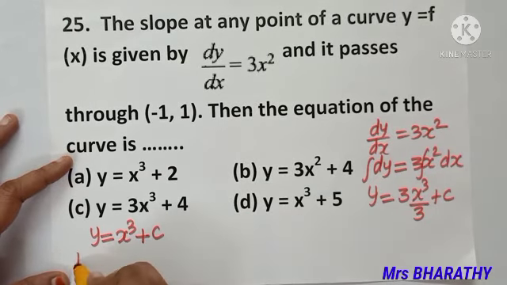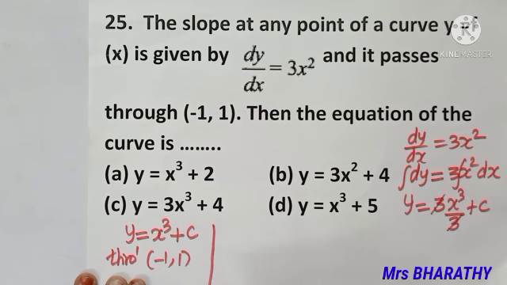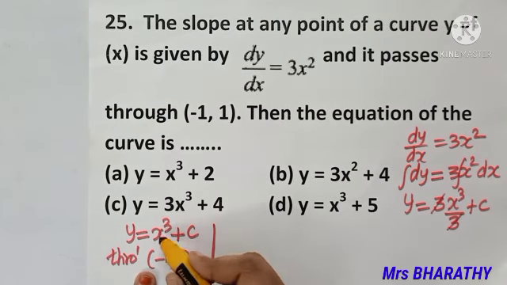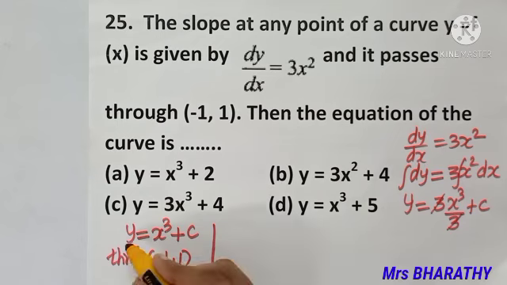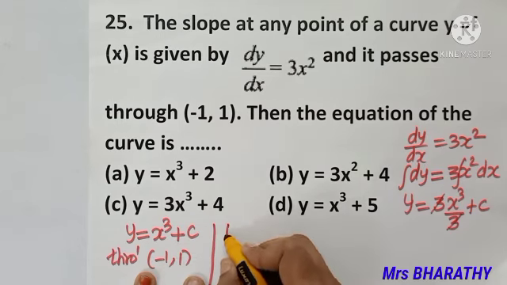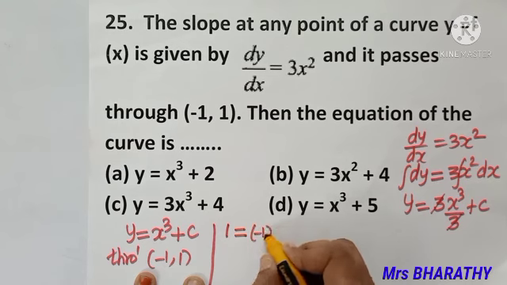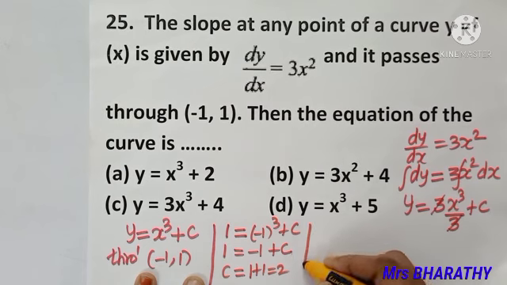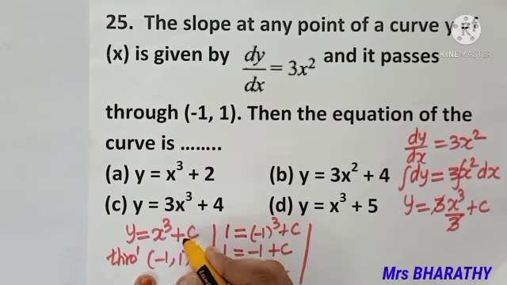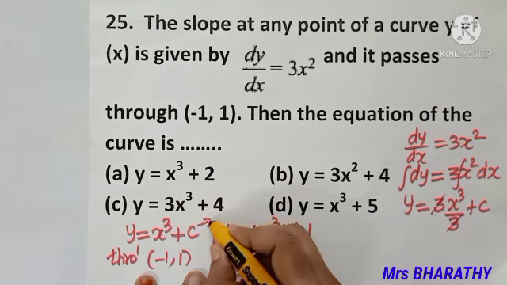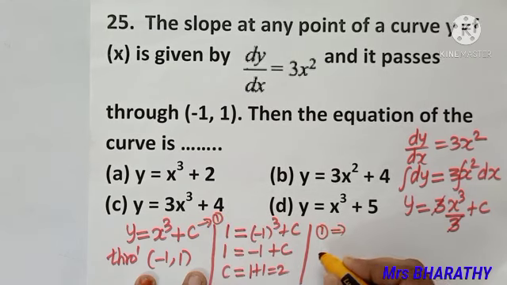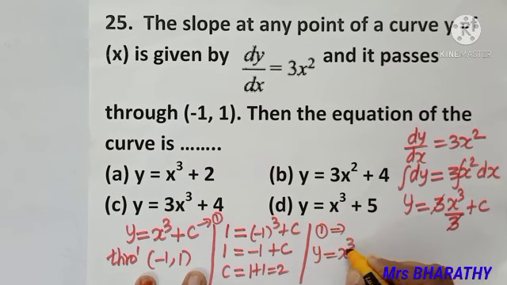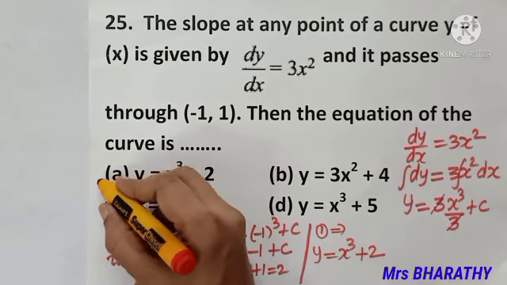Given it is passing through minus 1, 1. What do we mean by passing through minus 1, 1? Wherever x comes, put minus 1. Wherever y comes, put 1. So 1 equals minus 1 the whole cube plus c. 1 equals minus 1 plus c, or c equals 1 plus 1, that is 2. Once I know the c value, let me substitute in the equation. So this let me call equation 1. So equation 1 implies y equals x cube plus 2. So the right option is A.